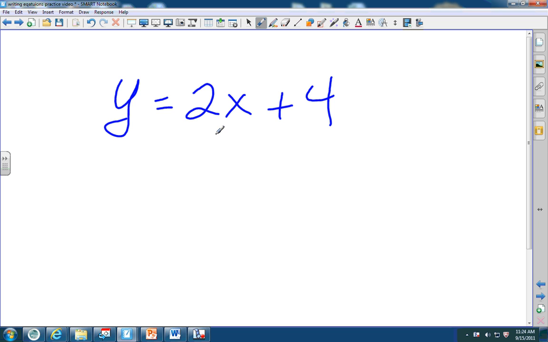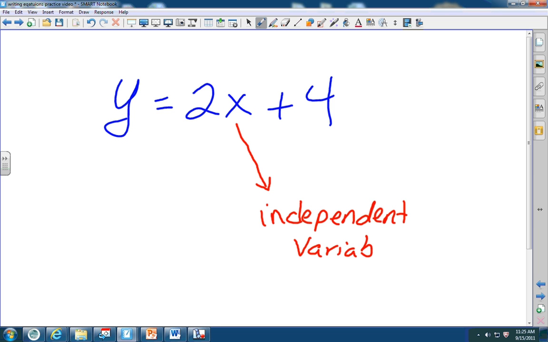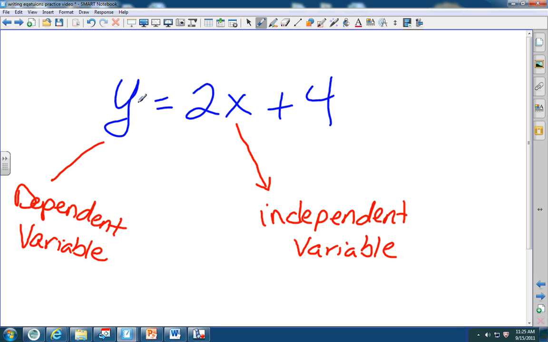First off, my x right here is going to be my independent variable. The y is the dependent variable. In this, it's because the y right here depends on whatever happens on this part of the equation.